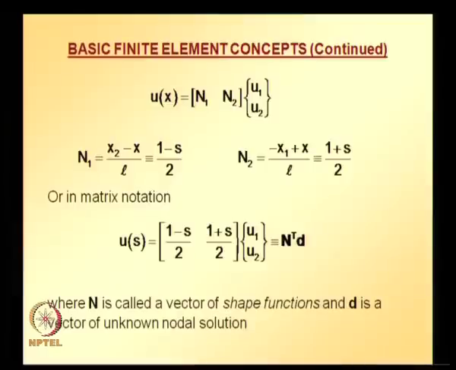N is called the vector of shape functions, d is the vector of unknown nodal solution, and this kind of notation is individual. If you see different textbooks, you will have different notation. So whenever you are trying to read a particular textbook, make sure that you understand the notation being followed clearly. Sometimes instead of N transpose, some textbooks may have N, so do not confuse between N transpose and N. You need to look at the notation carefully.